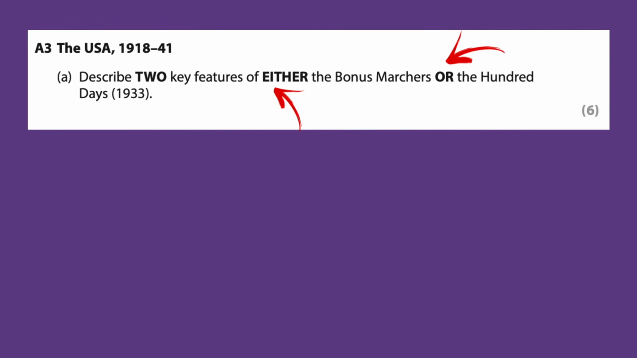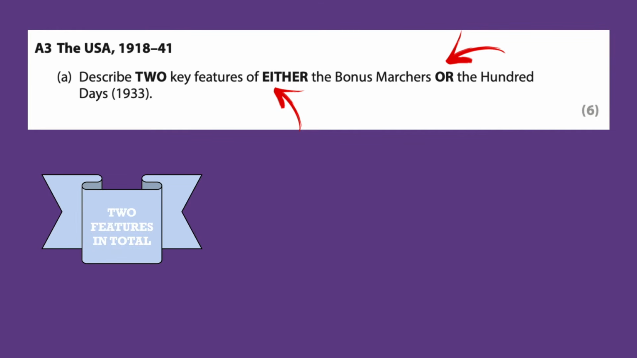Now, of course, since either/or is bold, you definitely have to choose only one event. You can't write two features of both. You have to write only about one, and you have to remember to mention two features in total. Don't write about one feature and think that you've written about two. They have to be two distinct features of the event.